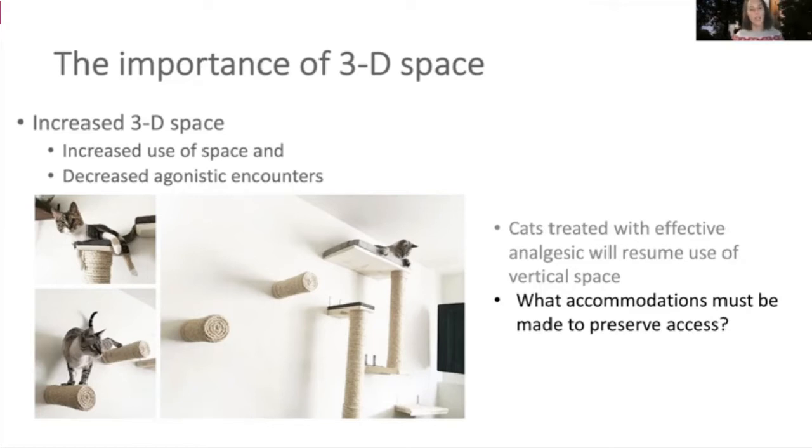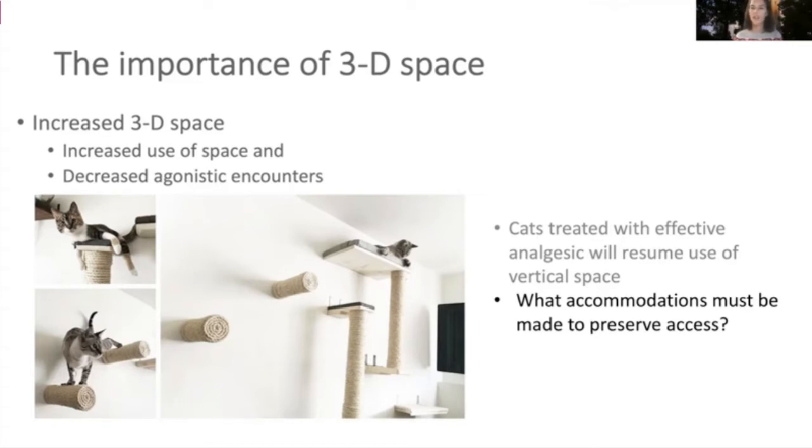So when cats become more land lovers, when they seem to be on the ground more often than using that 3D space, that may be because of discomfort or pain. And we also know that when cats are treated with an effective analgesic, they will resume their use of vertical space. It's one of the things that we saw over and over again in trials, that owners were really surprised by what their cats both wanted to do still and could do when they were treated with an analgesic. So that vertical space is really important to cats.